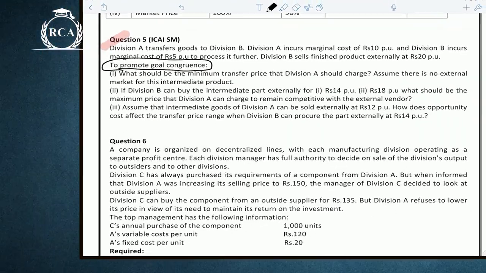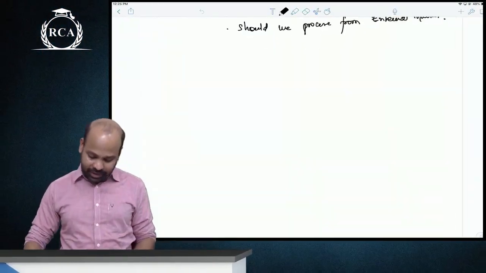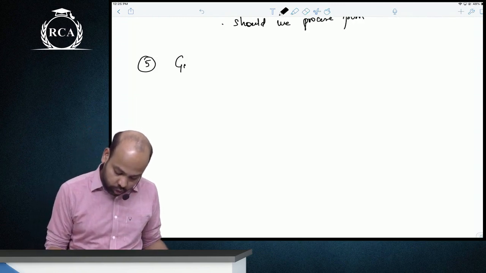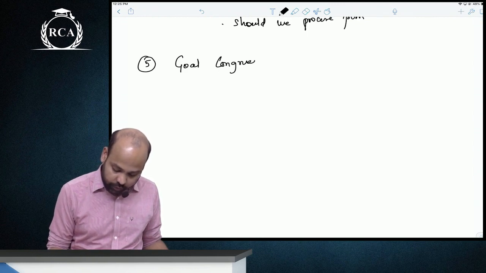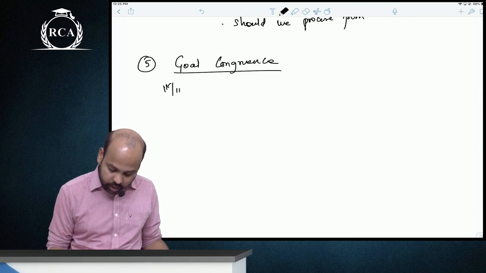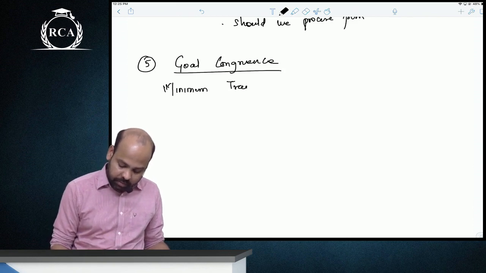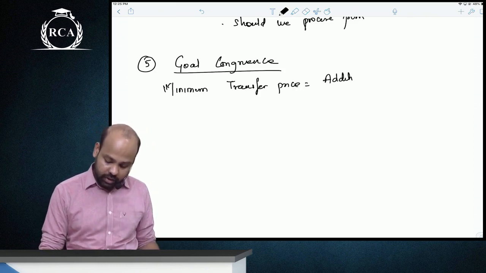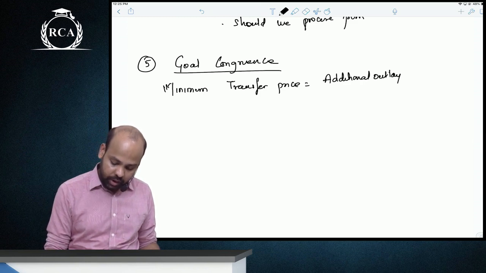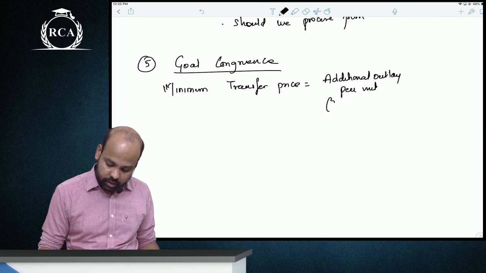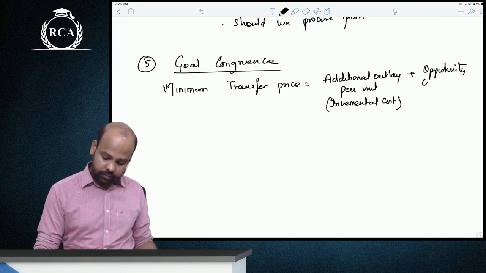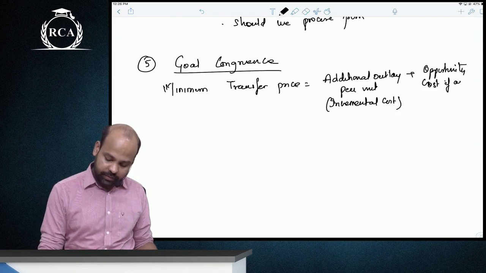Yes, guys. I hope you all read the question. So, guys, first we will write the concept beta. We have seen the word goal congruence here. Yes sir, you said goal congruence. Whenever he uses the word goal congruence or says for the purpose of decision making, remember these parts. The minimum transfer price as such, guys, should be whatever is the additional outlay per unit, or that is your incremental cost per unit, plus opportunity cost per unit if any.